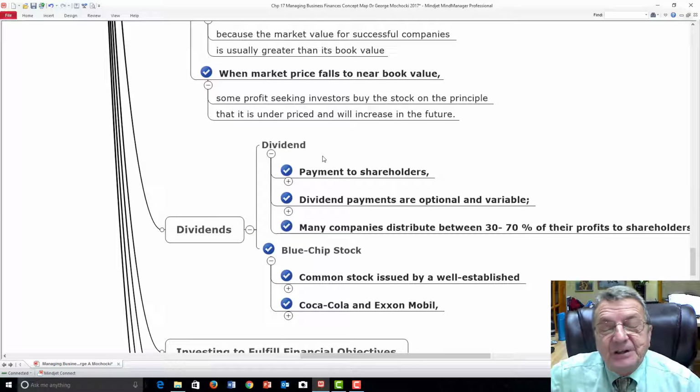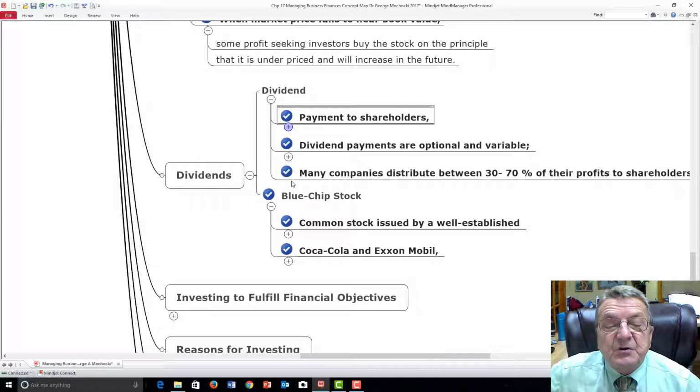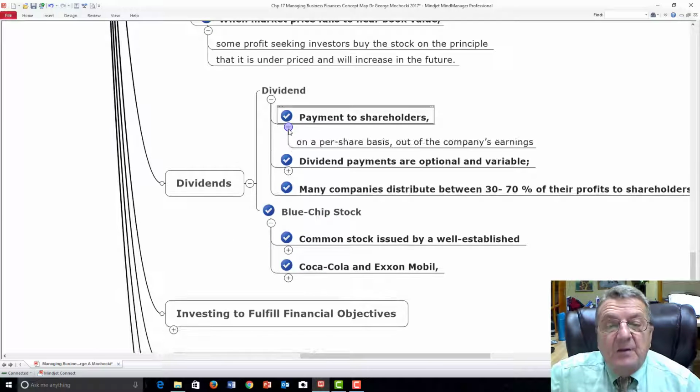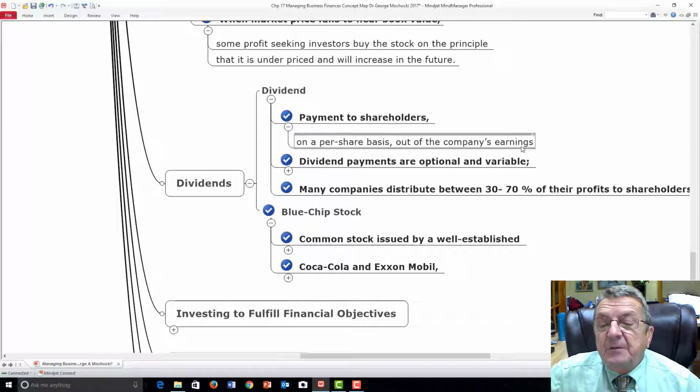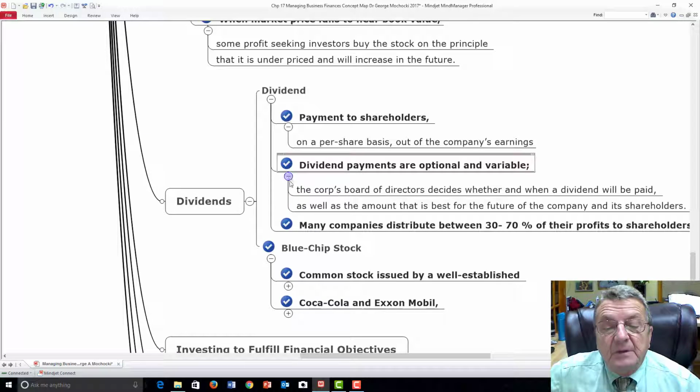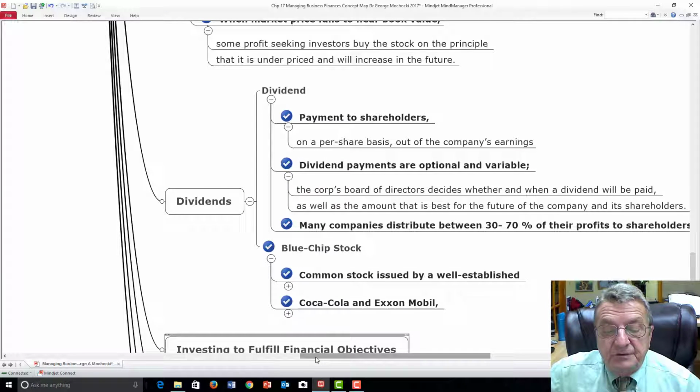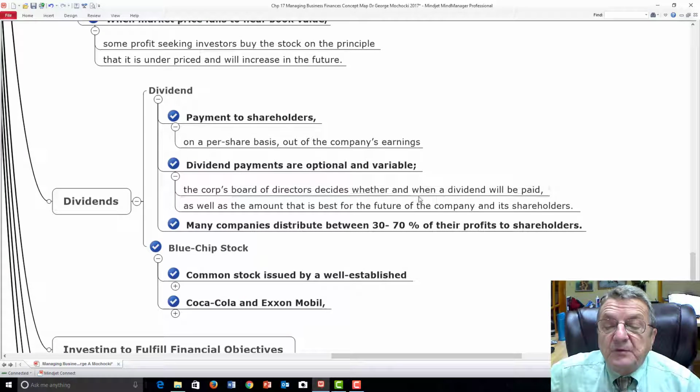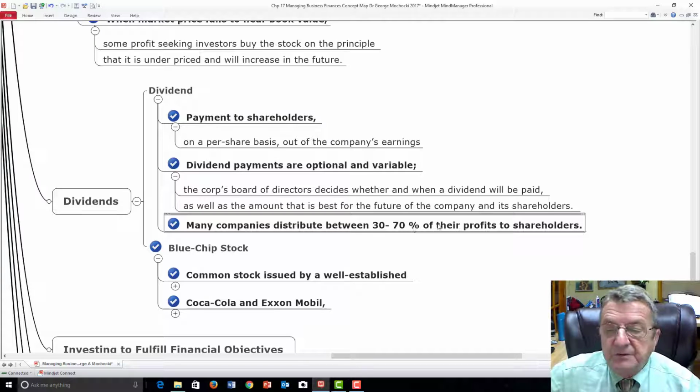Okay, what are dividends? Dividends are payments to shareholders. Remember, that's after I paid all my expenses, on a per share basis out of the company's earnings. Dividend payments are optional and variable. The corporate board of directors decides whether and when dividends will be paid, as well as the amount that is best for the future of the company and shareholders. Many companies distribute between 30 and 70% of their profits.